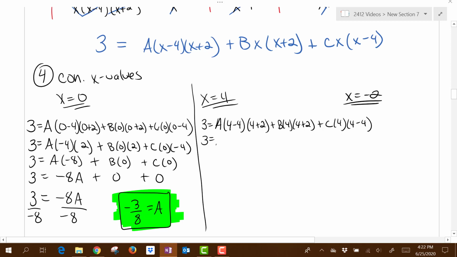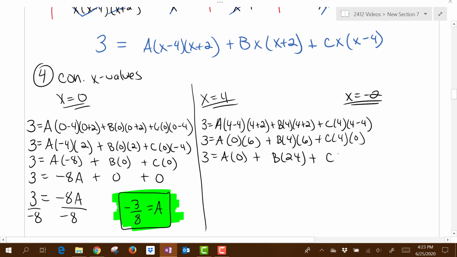All right, do a little bit of simplification there. I'm going to simplify what's inside the parentheses. All right, we'll do our multiplication. 0 times 6 is 0, so that's a times 0. That's b times 24 plus c times 0. A times 0 is 0. That's 24b. That's 0. I'm going to drop the zeros, and I get 3 equals 24b.